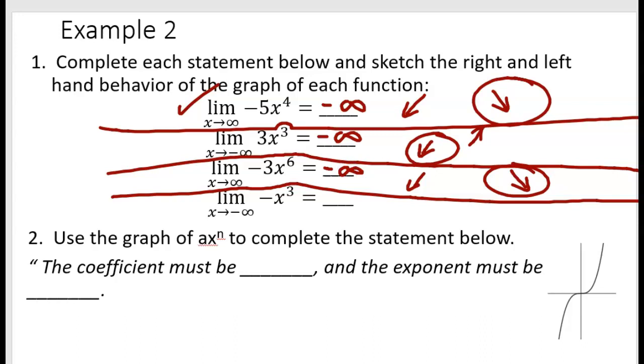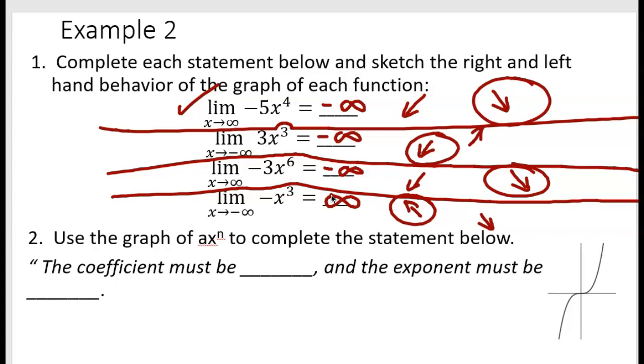Last one there. See if you can do all of those things all by yourself real quick. See if you can find what goes in the blank and sketch a picture. Since I have an odd exponent and a negative coefficient, it's up on the left, down on the right. And I care about what's happening on the left side this time. So in this case, I have positive infinity, because on the left side, it's going up.